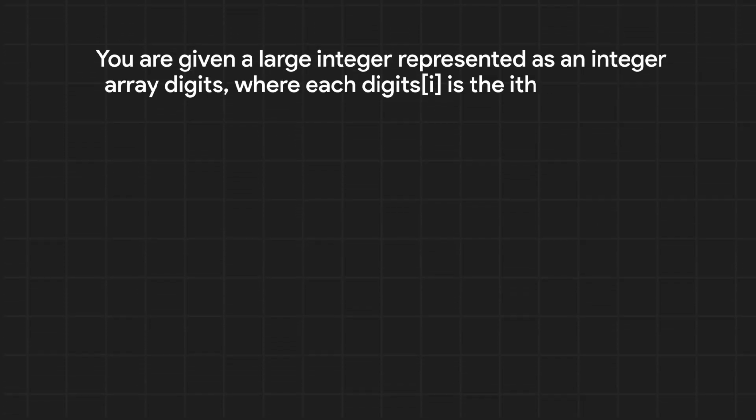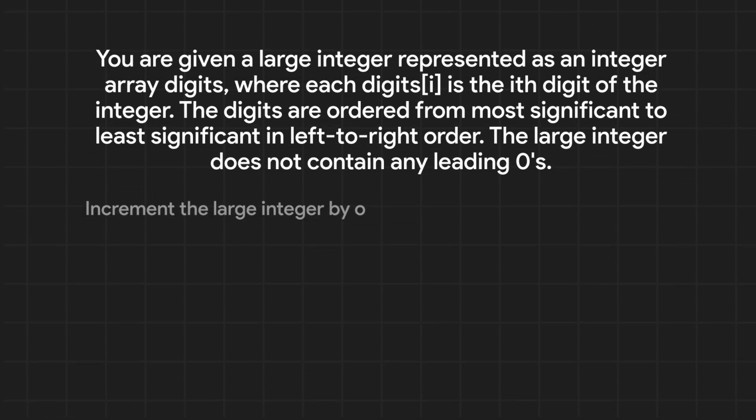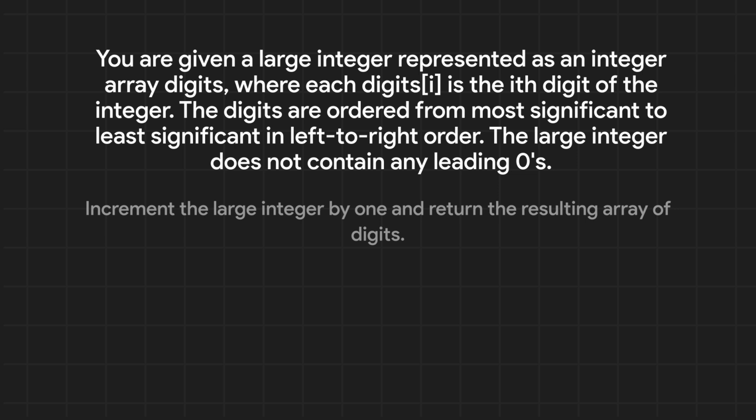Now let's solve another interesting question. You are given a large integer represented as an integer array digits, where each digits[i] is the ith digit of the integer. The digits are ordered from most significant to least significant in left to right order. The large integer does not contain any leading zeros. Increment the large integer by 1 and return the resulting array of digits. Let me explain this question.